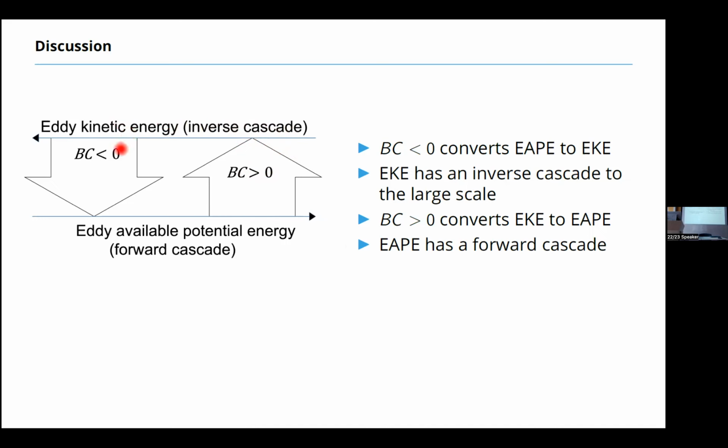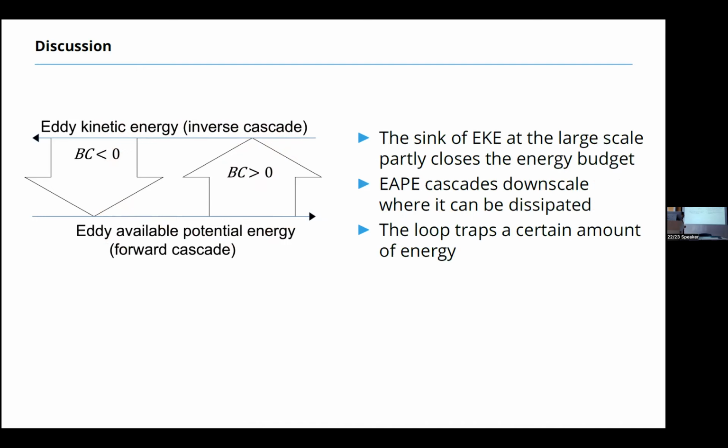Negative baroclinic conversion converts eddy kinetic energy to eddy available potential energy, which is then expected to have a downward cascade, suggested by a few papers also. And so energy goes back down the scale, where it's then converted back to eddy kinetic energy by baroclinic instability again. And this then has some implications.